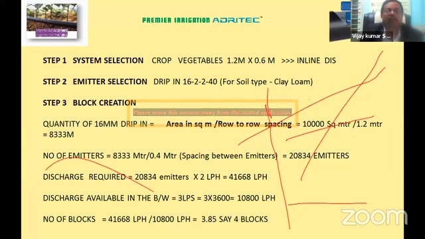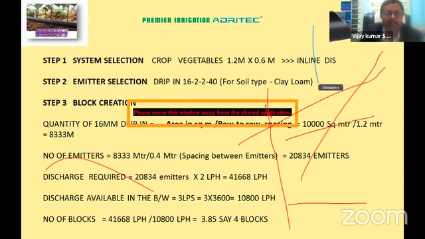The third step is where the difference between online and inline will come. You have to create the blocks. Basically we have to know how many zones we have to create. In order to create the zones, here we will be trying to find out the quantity of emitters and not the number of drippers. So we will be doing the calculation.